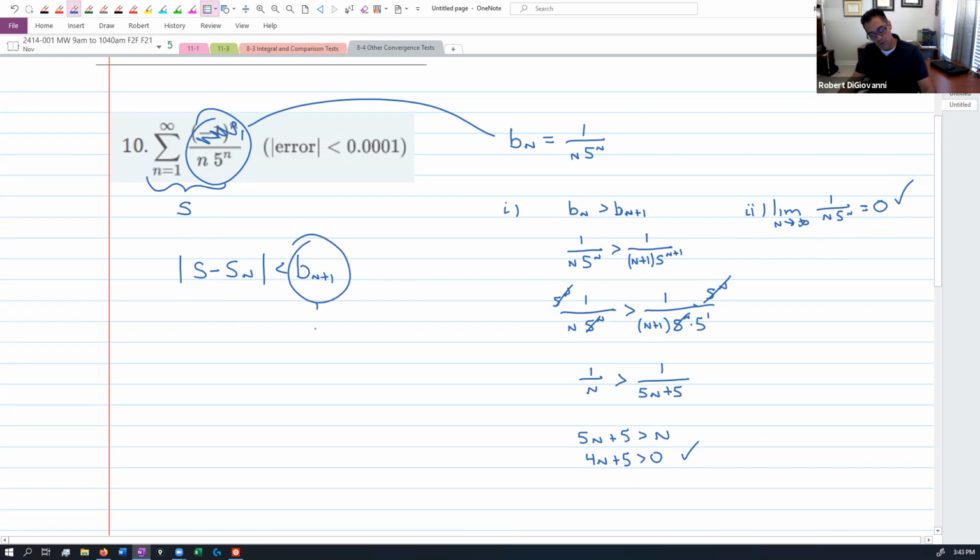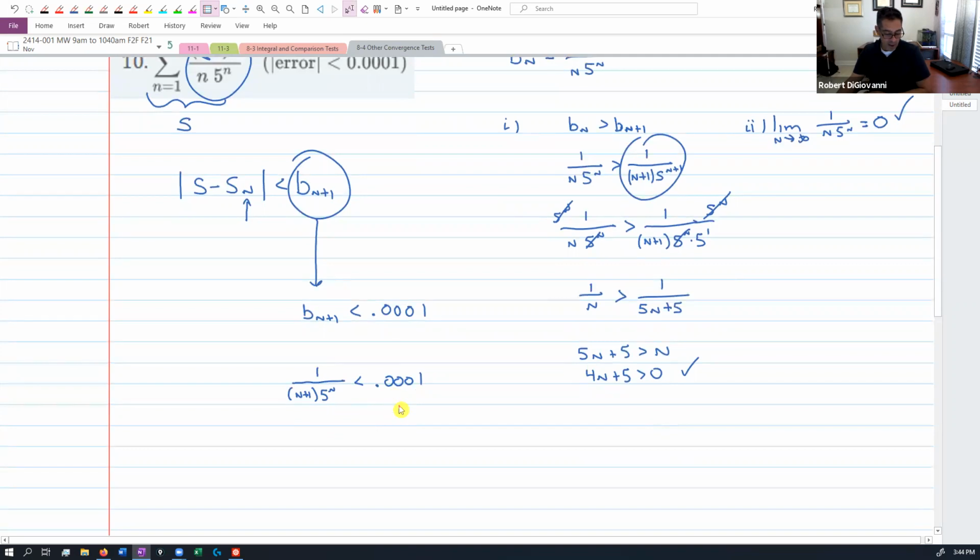So we need to figure out what's going to make this b sub n plus 1 less than 0.0001. If we can do that, we're guaranteed that we've summed far enough. Then we'll be able to figure out what n is, and that'll tell us what this n is. So b sub n plus 1, we did that over here. We need 1 over n plus 1 times 5 to the n plus 1 to be less than 0.0001. So I can start to work with this algebraically.